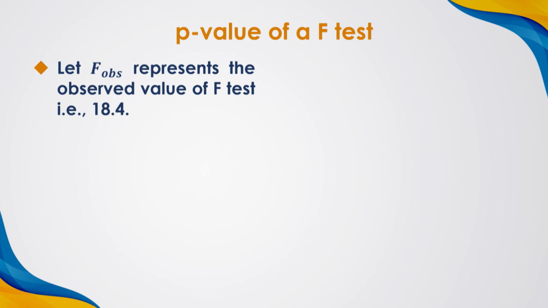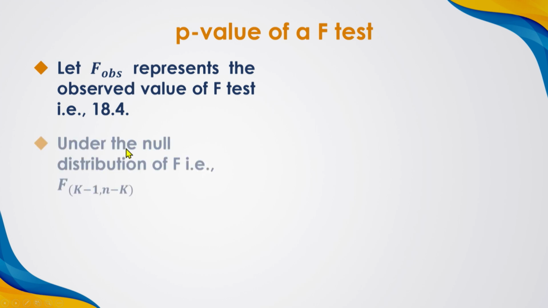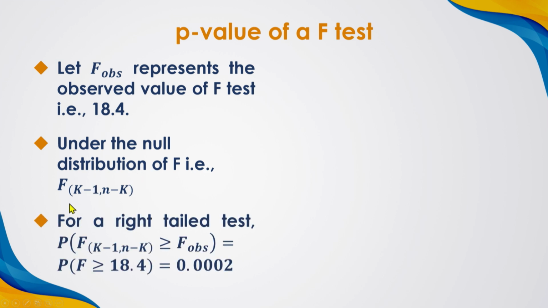For computing the p-value, we need an F statistic value. Let us represent the F statistic value by F observed, which is 18.4. Under the null distribution, F is distributed as an F distribution with k minus 1 and n minus k degrees of freedom. I have already mentioned the F distribution, and the ANOVA test is a right-tailed test. So we find the probability that F with k minus 1 and n minus k degrees of freedom is more than or equal to F observed.